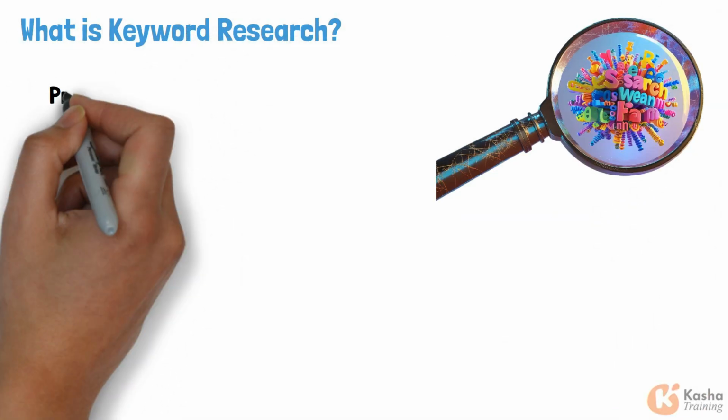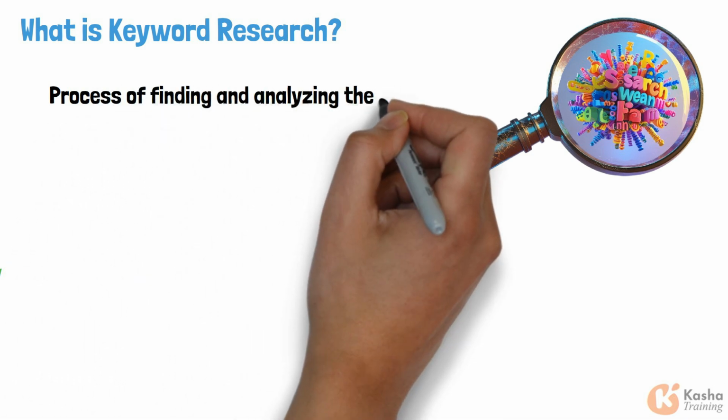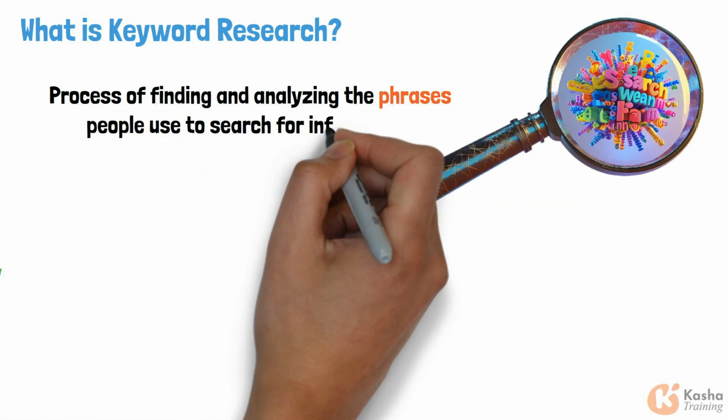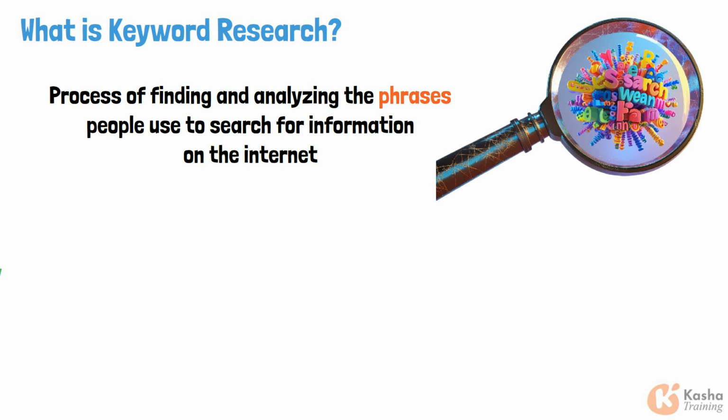Keyword research is the process of finding and analyzing the phrases people use to search for information on the internet. It's crucial for SEO because it helps you identify the right keywords to target, ensuring that your content is relevant and visible to your target audience.